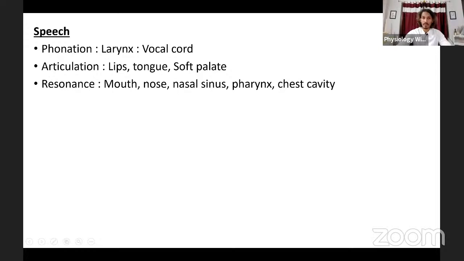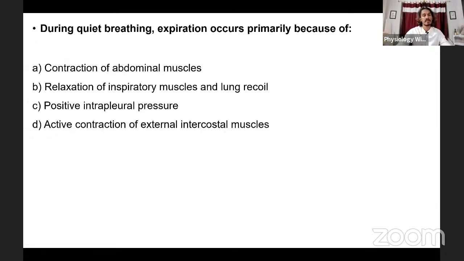Okay, and finally you have speech. For speech, how does your respiratory system help? You can only talk during expiration. During inspiration, you cannot talk. Okay, so your larynx, vocal cords, during expiration will contract and help in phonation. Apart from that, your lips, tongue, soft palate, all that helps in articulation. And finally, that boom of resonance with the help of mouth, nose, and all of these areas can give that resonance to it. So this is how you finally have your speech.